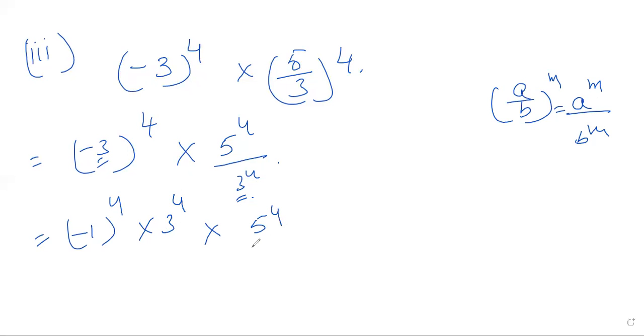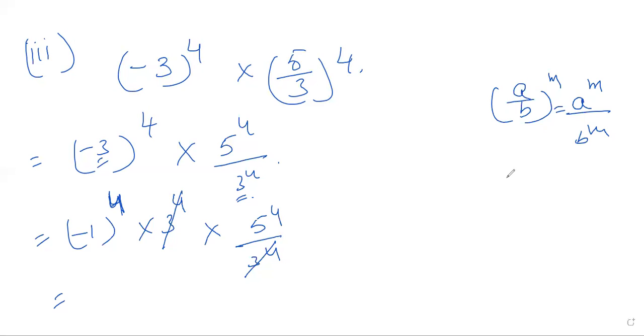Okay, by 3 to the power of 4. See, (-1)^4 into 3^4 whole to the power of 4. That is equal to, you can cancel 3 to the power of 4, 3 to the power of 4 gets cancelled, (-1)^4. If you multiply minus an even number of times, the product will be a positive number.